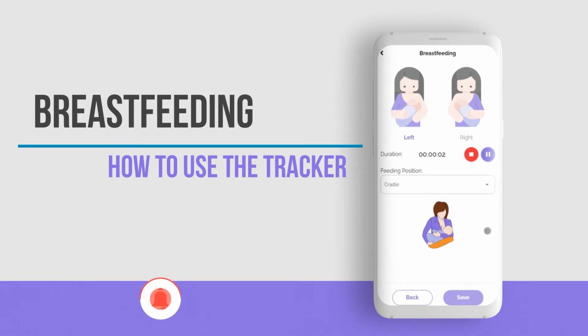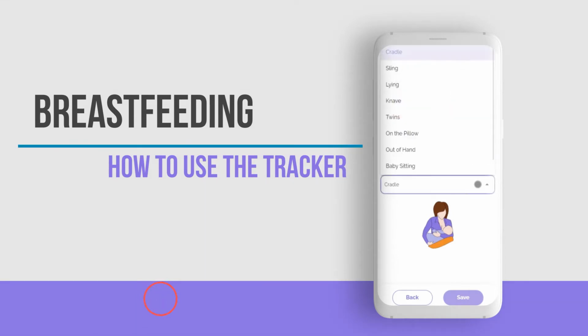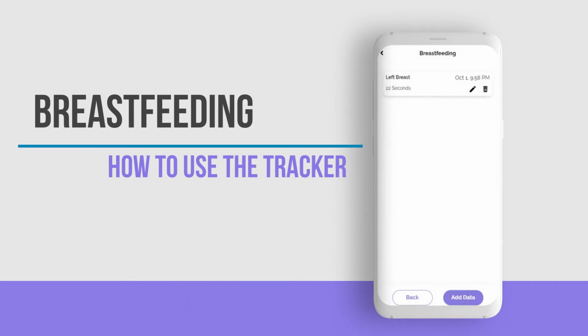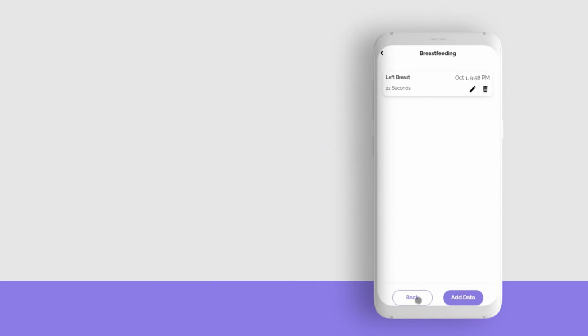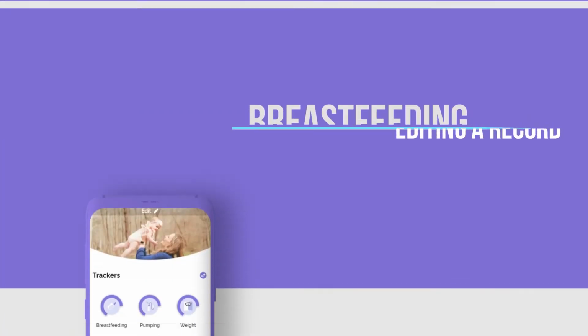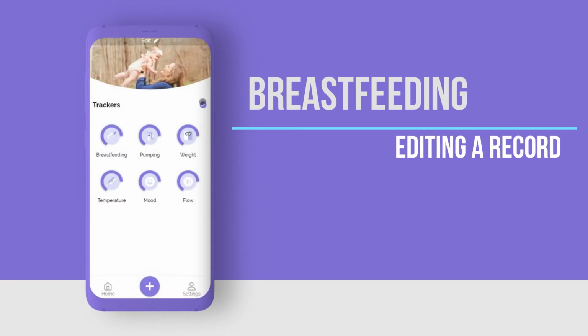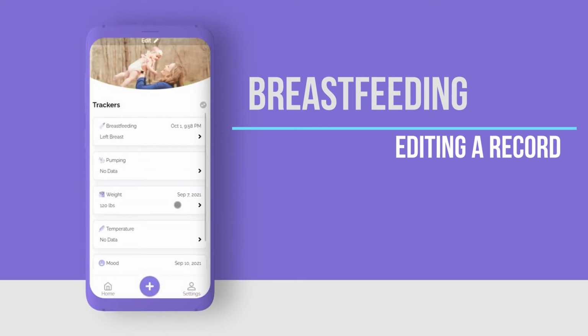You can also select the feeding position from the list here. When you are done feeding, you can tap on the Stop button here. You can see your entry listed in the main breastfeeding view. When you go back to the breastfeeding tracker, your most recent reading is going to be visible on the top. When we switch to the card view, you can see the most recent reading also visible on the card.